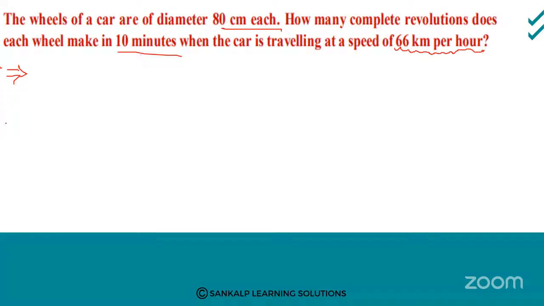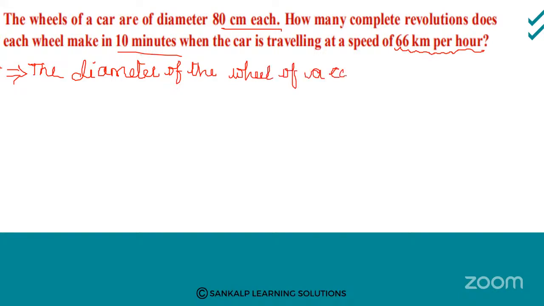Yes, the diameter of the wheel of a car they have given, that is 80 centimeter each. Next. So how many complete revolutions? So complete revolution means what? Complete revolution means it is the circumference, right? Yes, so complete revolution means it is circumference only.